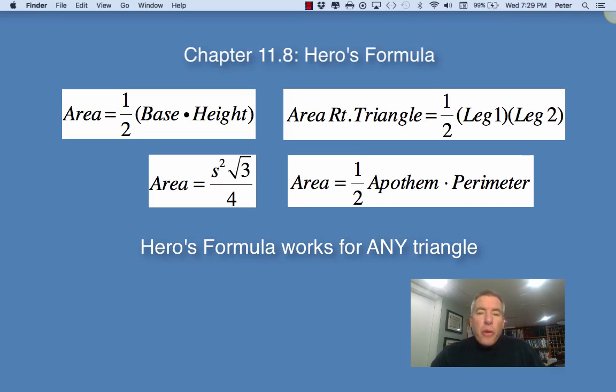Now the proof of it, or the derivation of the formula, requires something called the law of cosines, which is a little bit beyond the scope of this course, but you'll learn it in pre-calculus. So in the meantime, I'm just going to present the formula as something you'll have to memorize, but I think you'll find it really handy.